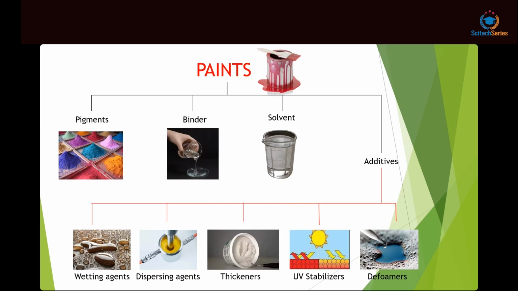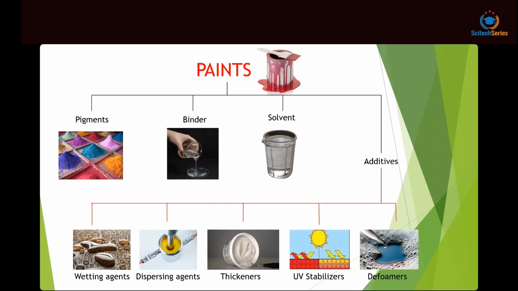So, wetting agents reduce the surface tension. If the surface tension is very high, it is very difficult to mix the materials, pigments, binders and solvents. So we have to reduce the surface tension. Therefore, we put in some wetting agents to do that.